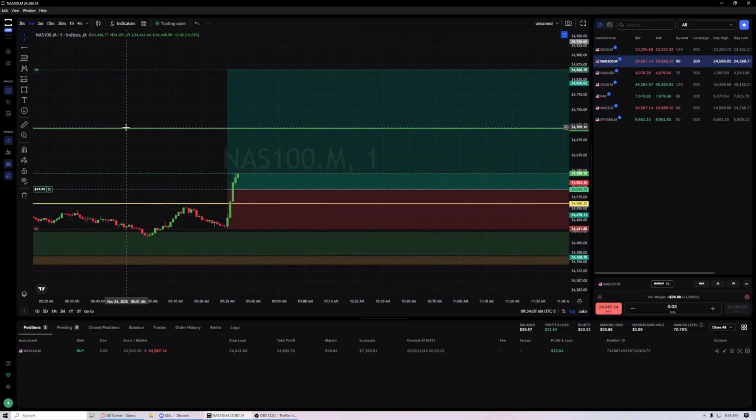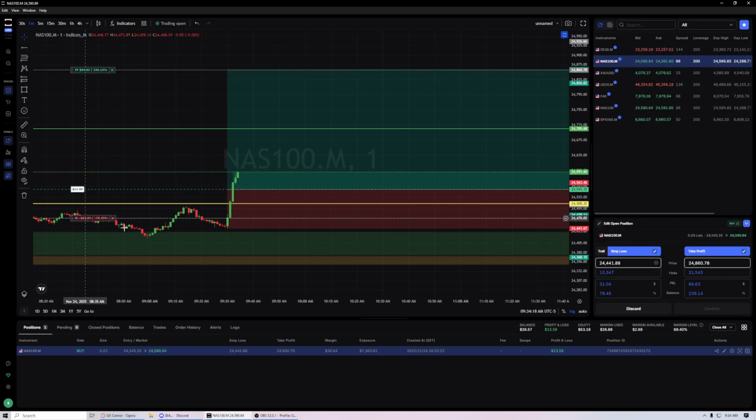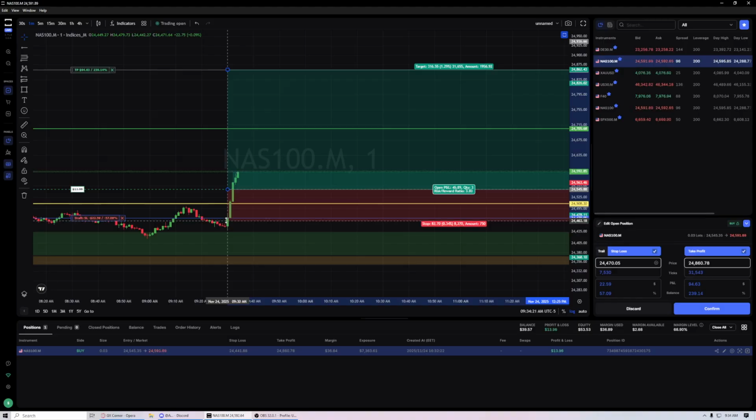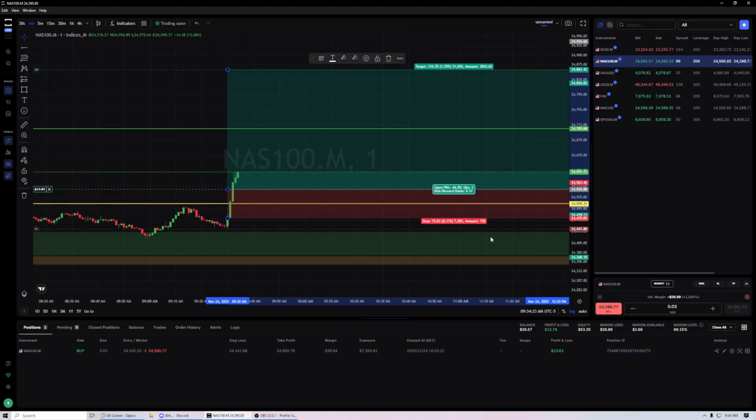This is our break even point here. We'll move our stop loss to trailing break even there. In fact, I'll probably adjust it, move it up a bit here. Move it up a couple pips.